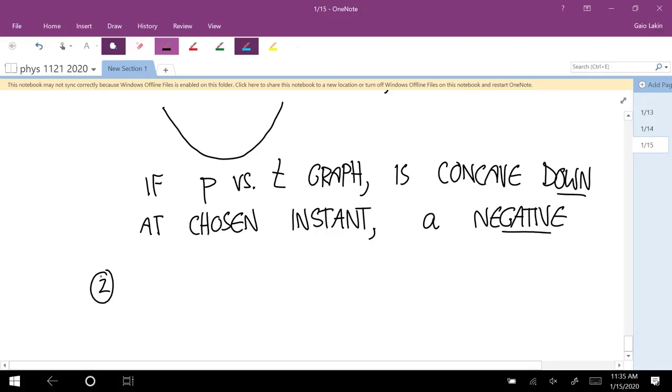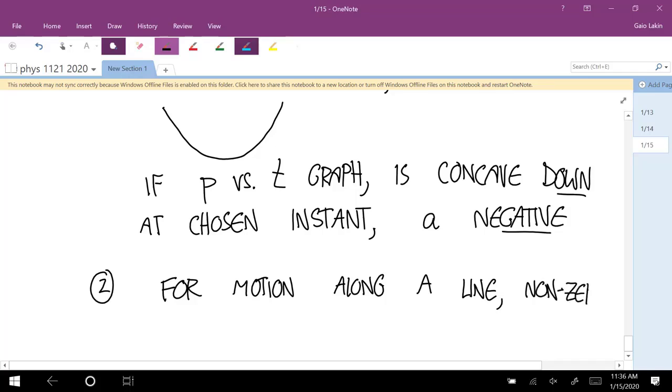Well, for motion along a line, changing the velocity, all it can do is change the speed of the object. The object can't move off the line, so it's not like it can turn right or something, you know what I mean? So non-zero acceleration always means the speed is changing.